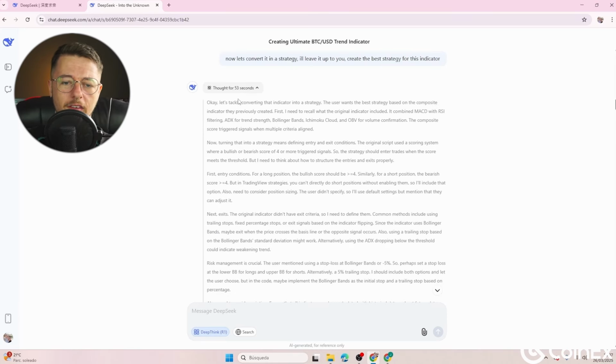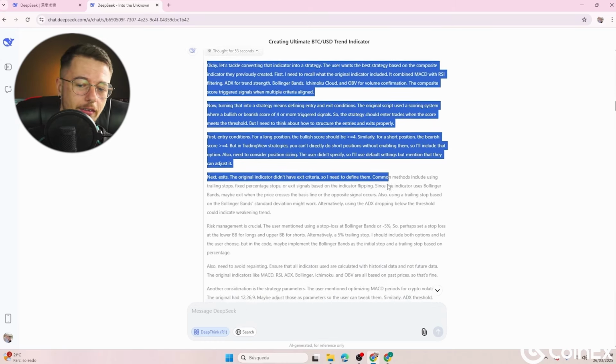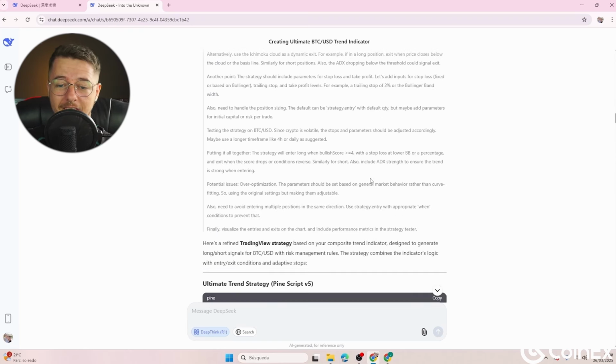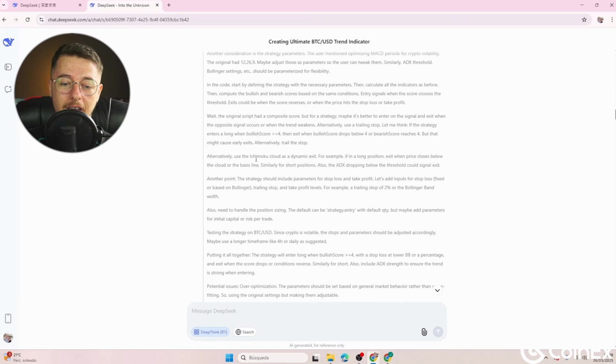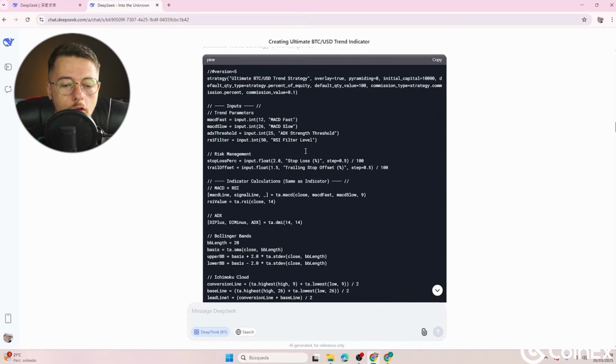Once again, it started thinking, for 53 seconds. It was literally going all around this, thinking how it could create the best strategy for the indicator. And this is so crazy, guys, that literally an AI is having all these thinking rounds. It's literally like a human thinking at super high speed. And obviously it gave me another code.